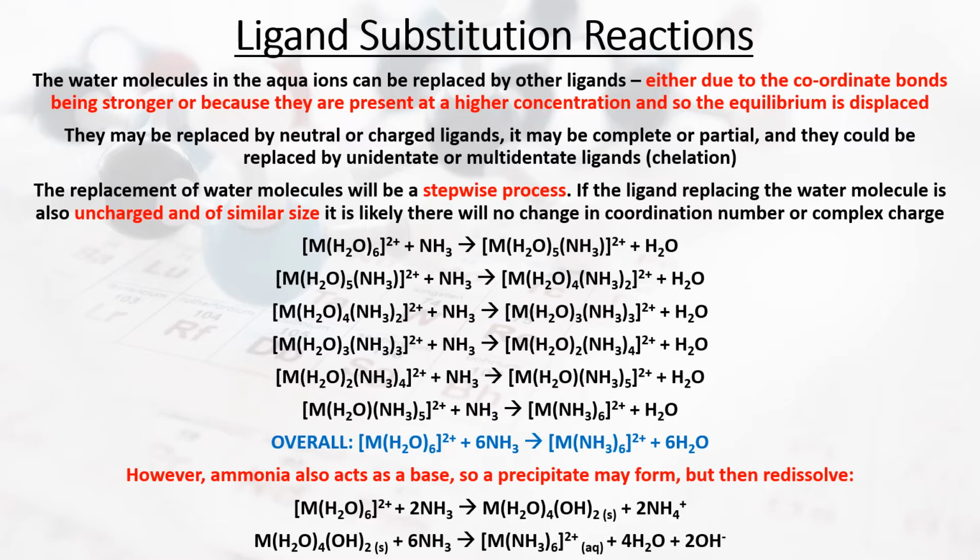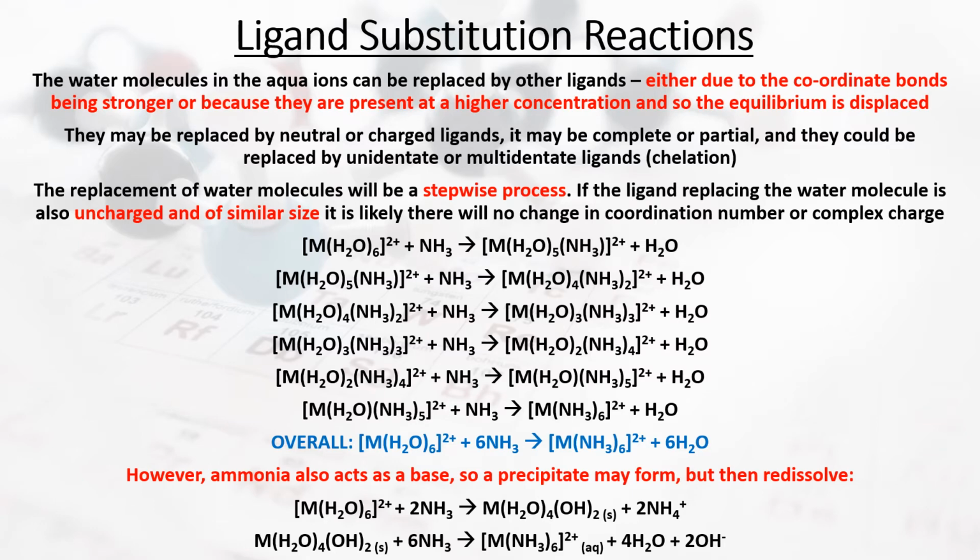And then typically what happens is this precipitate will redissolve. So if we add excess ammonia in, this precipitate we formed, it first acts as a base, and then because the ammonia is present in such high concentration, essentially then starts to replace these water ligands, and we get the ligand substitution. And so we have our M(H2O)4(OH)2, that precipitate, redissolving by adding it with 6 ammonias to produce this soluble hexaamine complex, kick off the 4 waters, and kick off the 2 OH minus, the hydroxide groups as well.